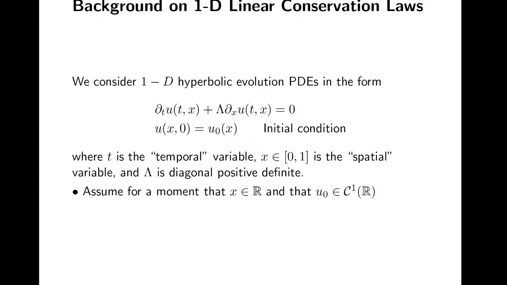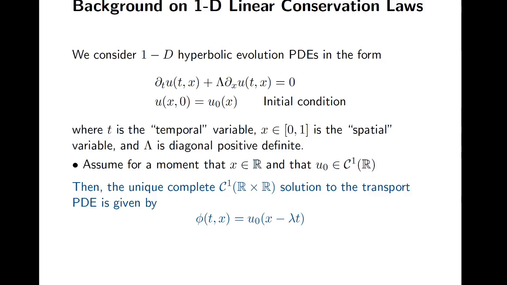Okay, so now if one wants to look at the solutions of this, for a moment let's assume that x doesn't belong to (0,1), but belongs to the whole line. So let's assume that the PDE is defined over an unbounded domain, and that U0 is a continuously differentiable function. So the initial condition is defined everywhere and is continuously differentiable there. It's quite straightforward to show that the unique complete solution, complete in both directions, x direction and t direction, in this case, is given by this expression here.